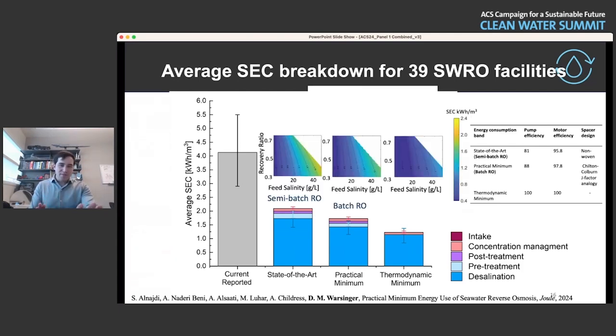So here we have diagrams of the least work, the specific energy consumption of these different cases for state-of-the-art, practical minimum, and thermodynamic minimum as a function of the recovery ratio, your fraction of water desalinated, and then our salinity on the x-axis here. And again, 35 grams per liter is our seawater salinity. So we cannot reach the thermodynamic limit, but with the best improvements, including batch RO, we can get pretty close with our practical minimum. Next slide.